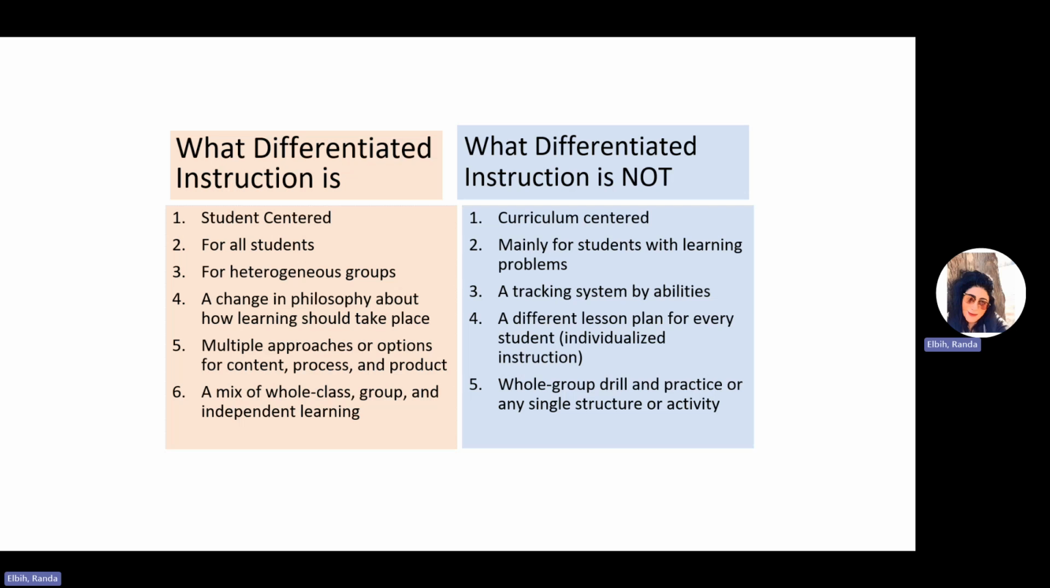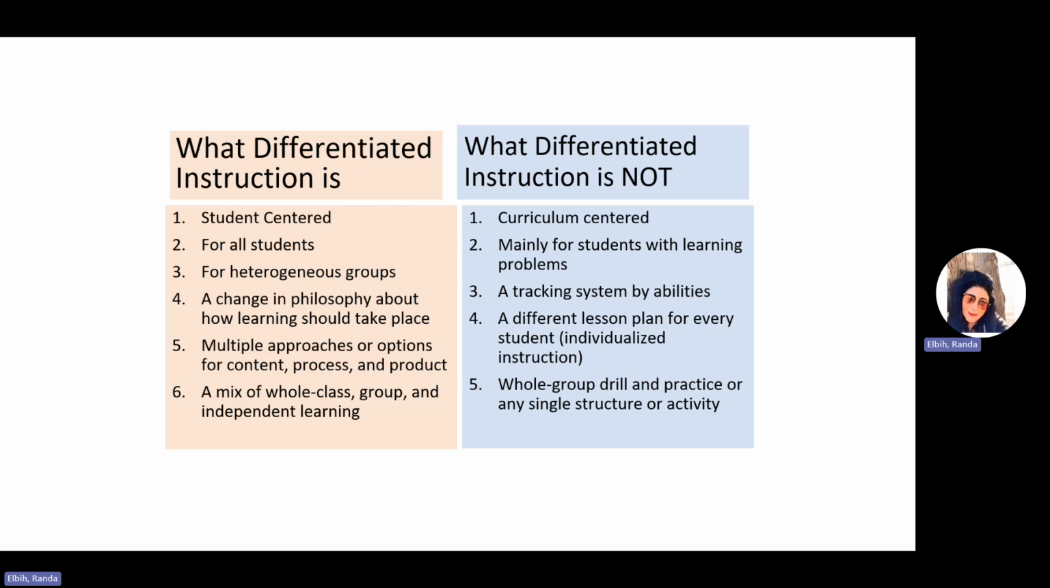Differentiated instruction is for all students. And so it's not mainly for students with learning problems. So I do differentiated instruction in a heterogeneous class, not in a special education class. I am not also tracking students by abilities, okay? So I need a change in philosophy about how learning should take place, but I don't need a different lesson plan for every student or individualized instruction, okay?